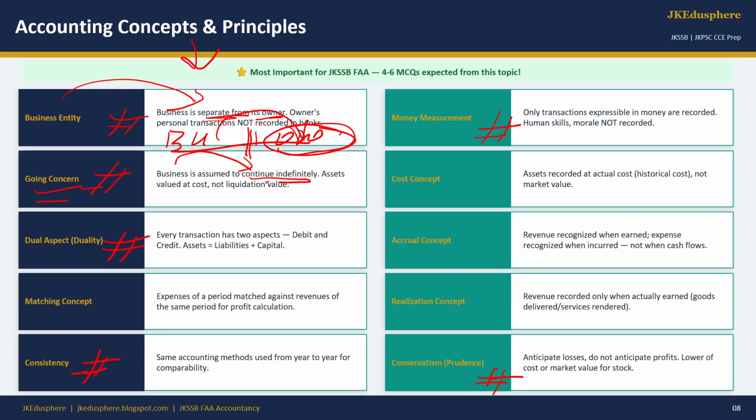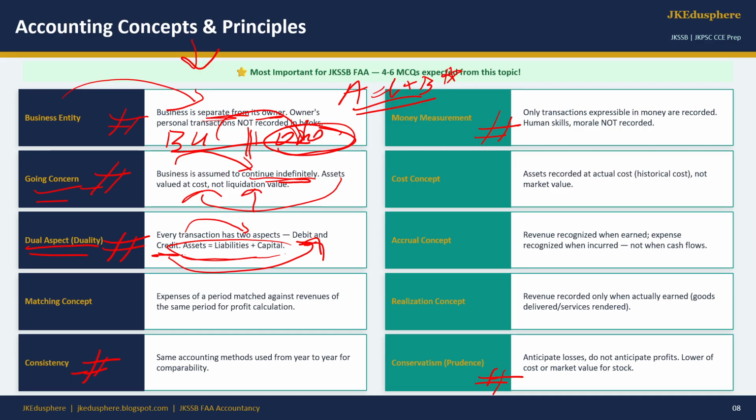Going concern concept states that business is assumed to continue indefinitely. Asset is valued at cost and not at liquidation values. So next part is dual concept, credit and debit. We need to remember we have two things, credit and debit. So every transaction has two aspects. Also this is most important, asset is equal to liability plus capital.